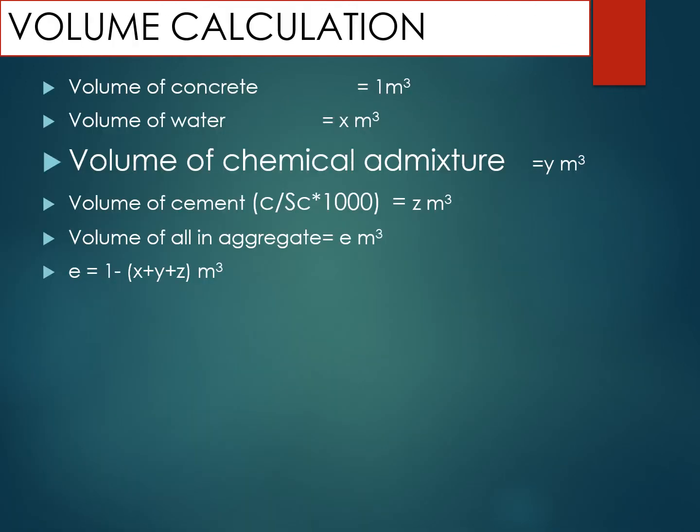Volume calculation. Consider that the volume of the concrete is 1 cubic meter and volume of water is X. Volume of chemical admixture is Y cubic meters. Volume of cement is calculated as Z cubic meters and the volume of all-in aggregate is E cubic meters. So volume of all-in aggregates E is equal to 1 minus (X plus Y plus Z).